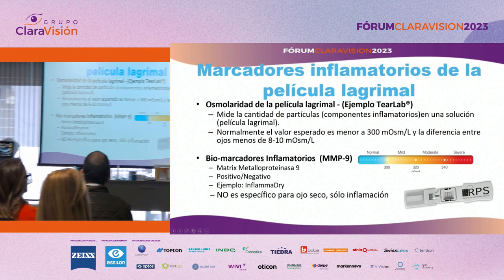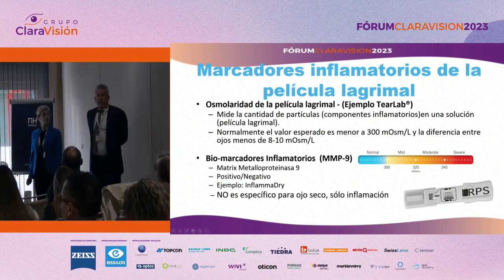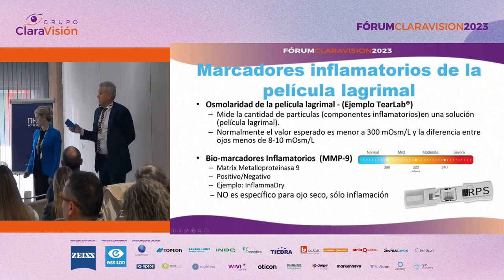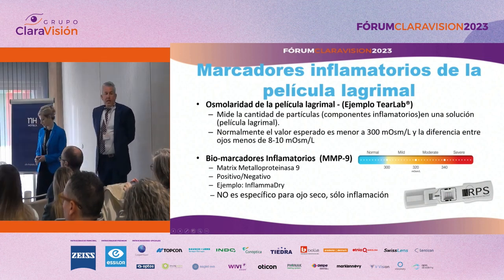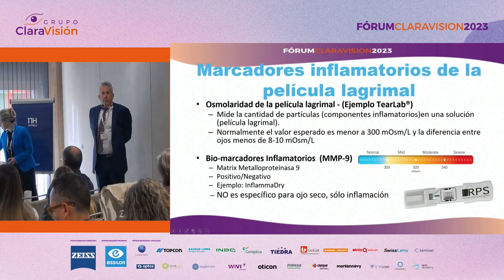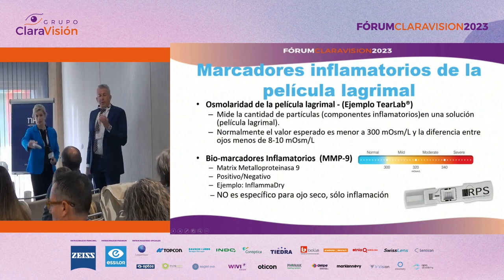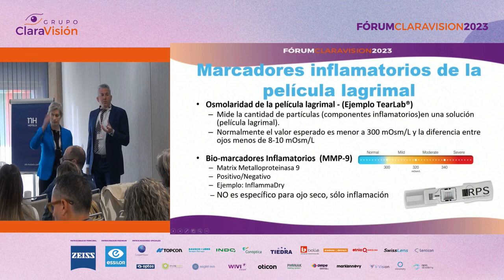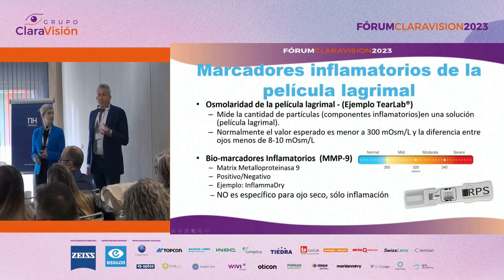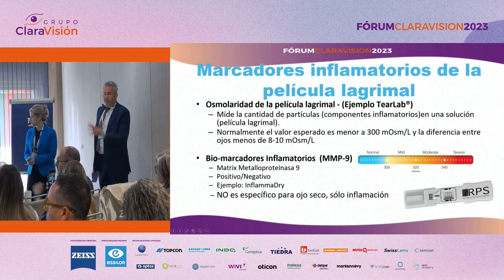So the next thing that you really want to look at is to decide whether the patient actually has active inflammation in their eye. The two tests that are available to do that are the TearLab and the InflammaDry. The TearLab looks at tear film osmolarity, which basically looks at the concentration of the particles to the liquid in there. So if the tears start to evaporate off, the particulate matter will start to accumulate, and that's a pro-inflammatory condition.